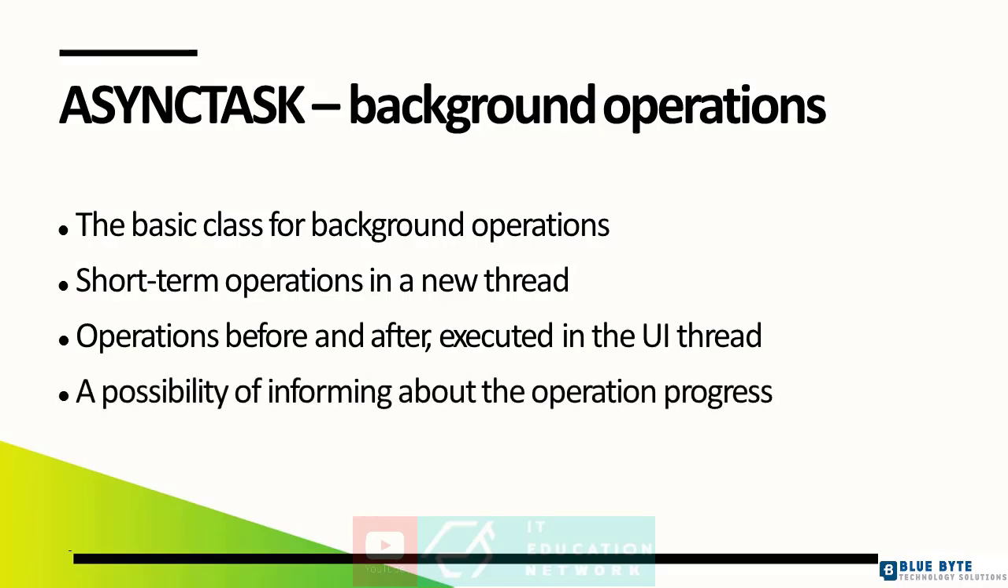Additionally, during the execution of a long-term operation, async task may inform us about the progress. For instance, if we're copying a large number of files, after copying a single file, we may inform the user interface that some progress has been made. For that purpose, we use the progress update mechanism, which is automatically synchronized. Thanks to this, we don't have to deal with the synchronization of these two threads.